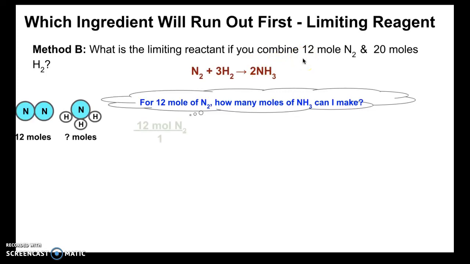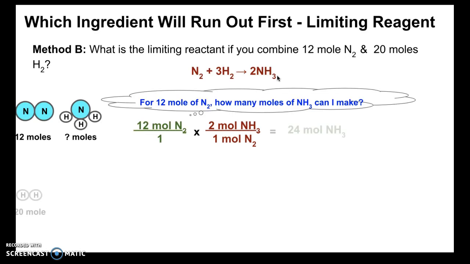All right, starting with N2, we have 12 moles of N2. What do you think your conversion factor will look like? What's important for this problem? Well, we want to go from N2 to NH3, so these are the things we'll be using, 1 mole of N2 and 2 moles of NH3. What goes on the bottom in this case? Is it the N2 or the NH3? That's right, 1 mole of N2 goes on the bottom and 2 moles of NH3 goes on the top.